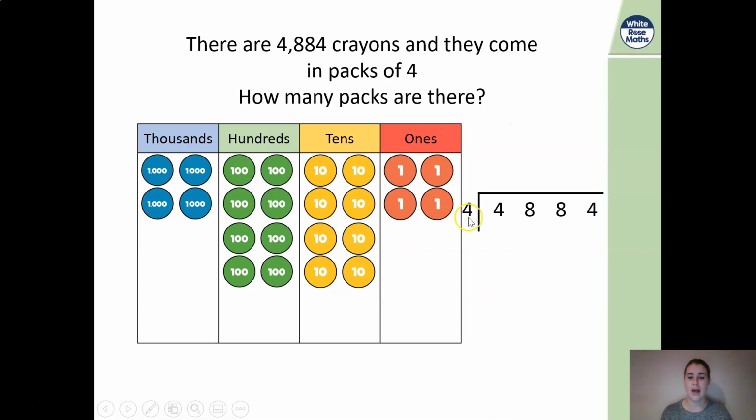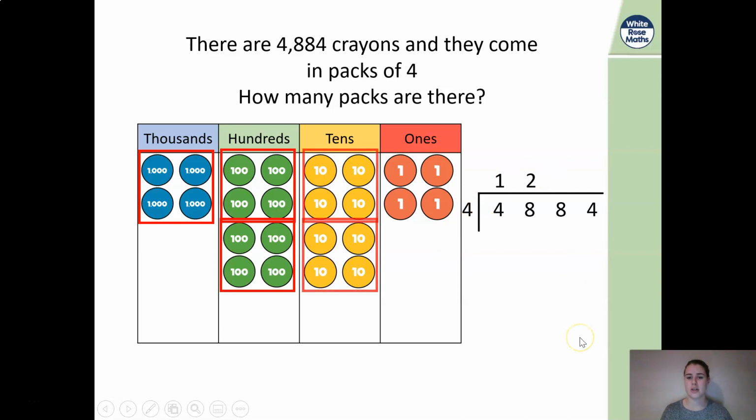So the first thing we're going to do is, well, how many 4s can we fit into 4s? If we look at my thousands, I can get one group of 4. So I know that 4 goes into 4 once. Then I'm going to think, well, how many 4s can I get into 8? So I'm going to look at my place value here and I can see that I can get 2 lots of 4 because 2 times 4 gives me 8.